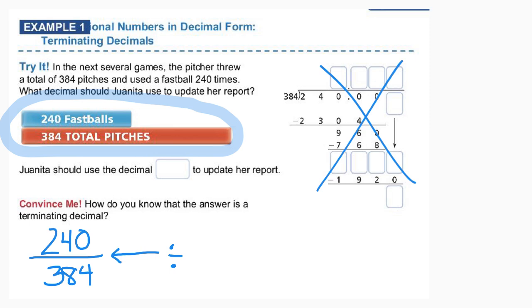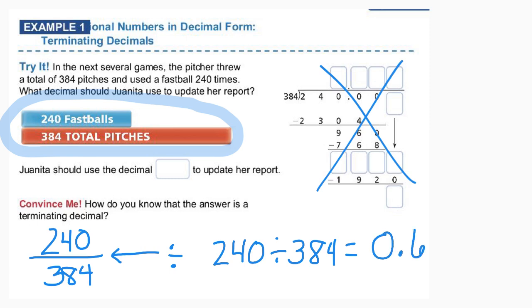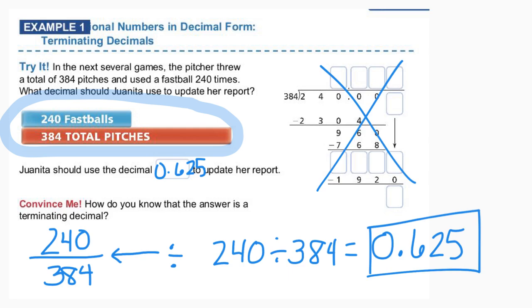All right, your calculator should have given you, after you did 240 divided by 384, the terminating decimal of 0.625, 625 thousandths. So that's what you should have written in your box, but my box isn't big enough for my big old handwriting, so I'm going to put it right here. It is a terminating decimal because there is an end to it. There's a last number.